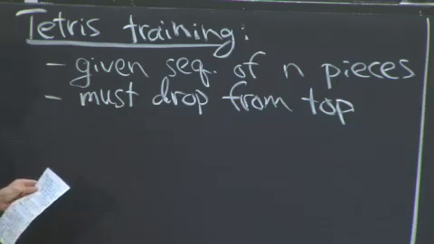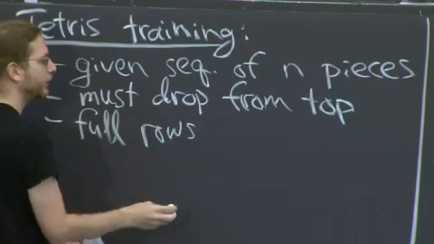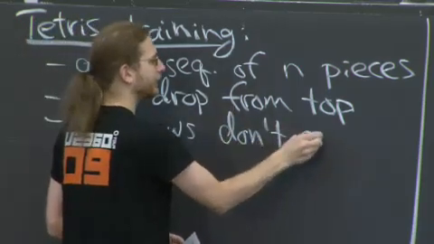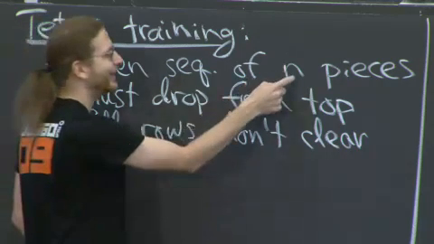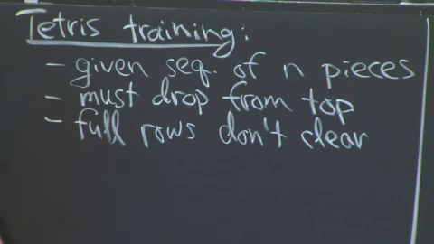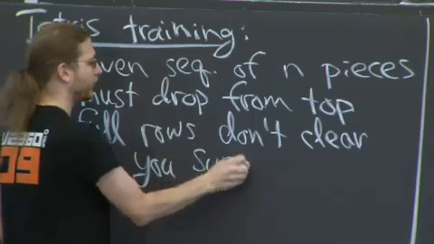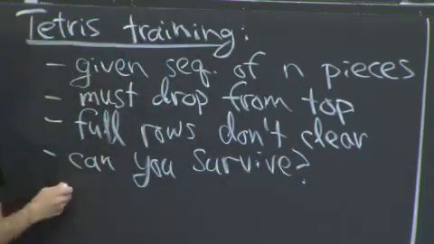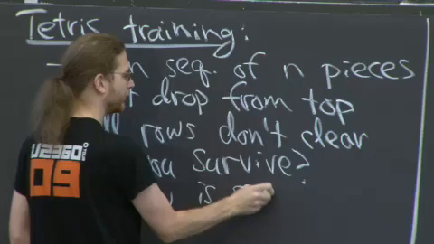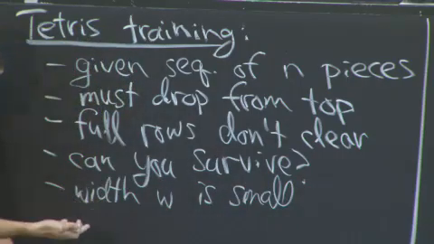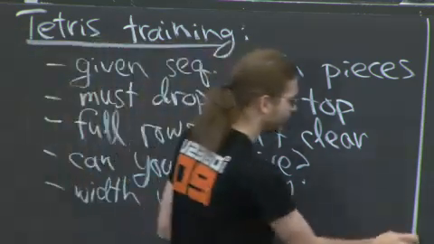And then the other weird thing, it's very weird for Tetris: full rows normally clear, but now they don't clear. This is like hardcore Tetris. You're guaranteed to die eventually. The question is, can you survive these n pieces? Oh, I've got one other constraint. This is actually kind of natural. The width of the board is relatively small, because we're going to be exponential in W. In real life, it's 10, sorry. It's been a while since I wrote my Tetris paper.